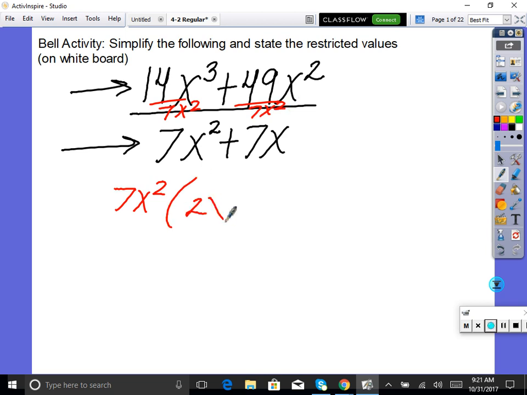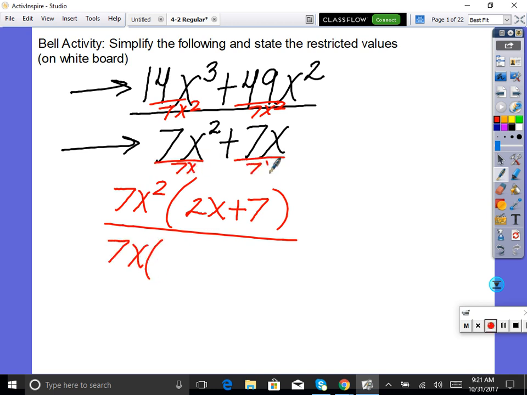2x plus 7. Good. Just put normal under. Yeah, just 2x minus 7. On bottom, what do I pull out? You're right. 7x, divide by 7x, divide by 7x. What's left in my parentheses? Was everybody able to get that far? Okay, good. Now let's restrict.